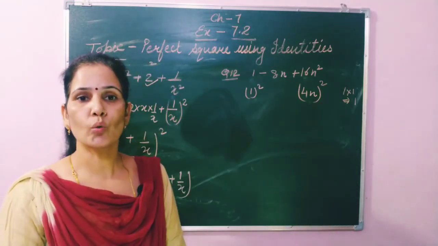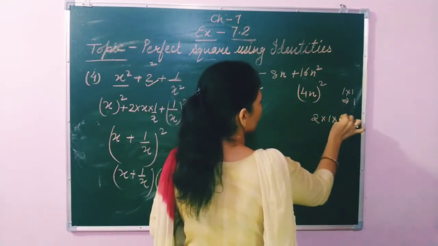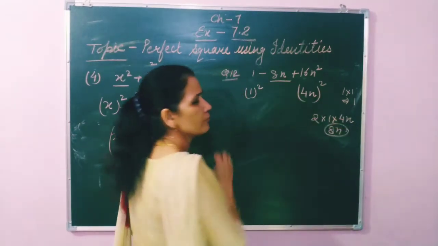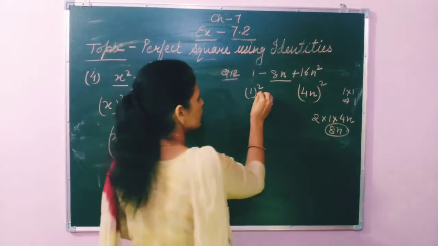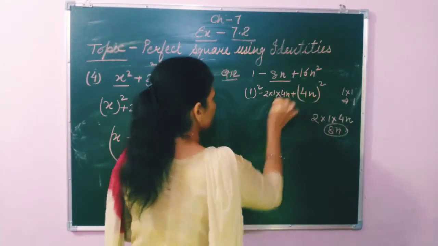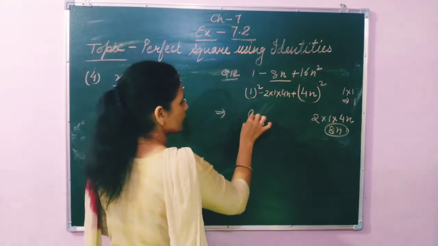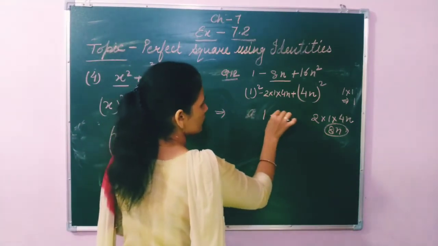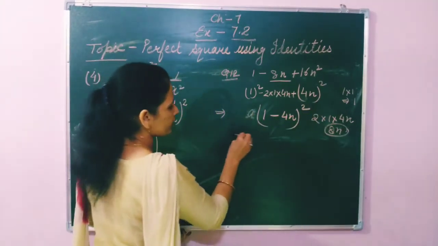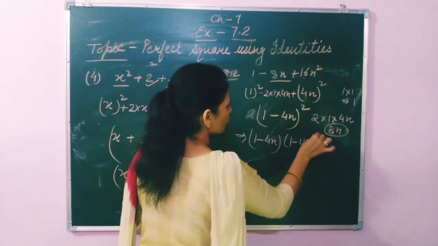Now let's check 2ab. So 2, a value is 1 and b value is 4n. 4 times 2 is 8n. Yes, we get the same term that is given in the middle. So here we will write 2 multiplied by 1 multiplied by 4n. Now it satisfies our identity (a minus b) whole square. So a is here 1, minus b, that is 4n, and its whole square. So we will write here (1 minus 4n) multiplied by (1 minus 4n).